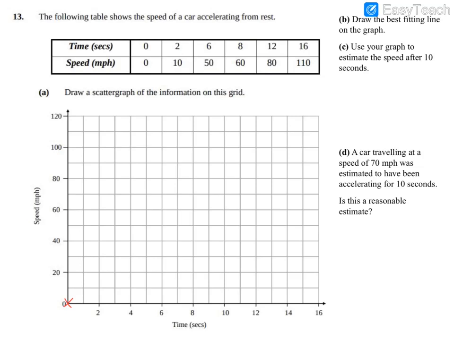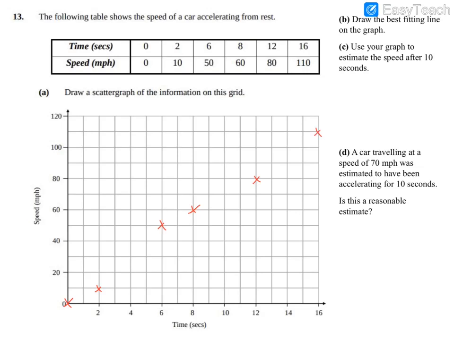2:10. So at a time of 2 seconds, that's going to be here, we are at a speed of 10. So that's going to be about there. So my point is going to go about there. At a time of 6 seconds, so that's going to be about here, we're at a speed of 50. So that's going to go there. 6 and 50. There we go. 8 and 60 is the next one. So 8 and 60 looks like it's about there. There we go. We've got 12 and 80. 12 and 80 is about here. And we've got 16 and 110 is over here.